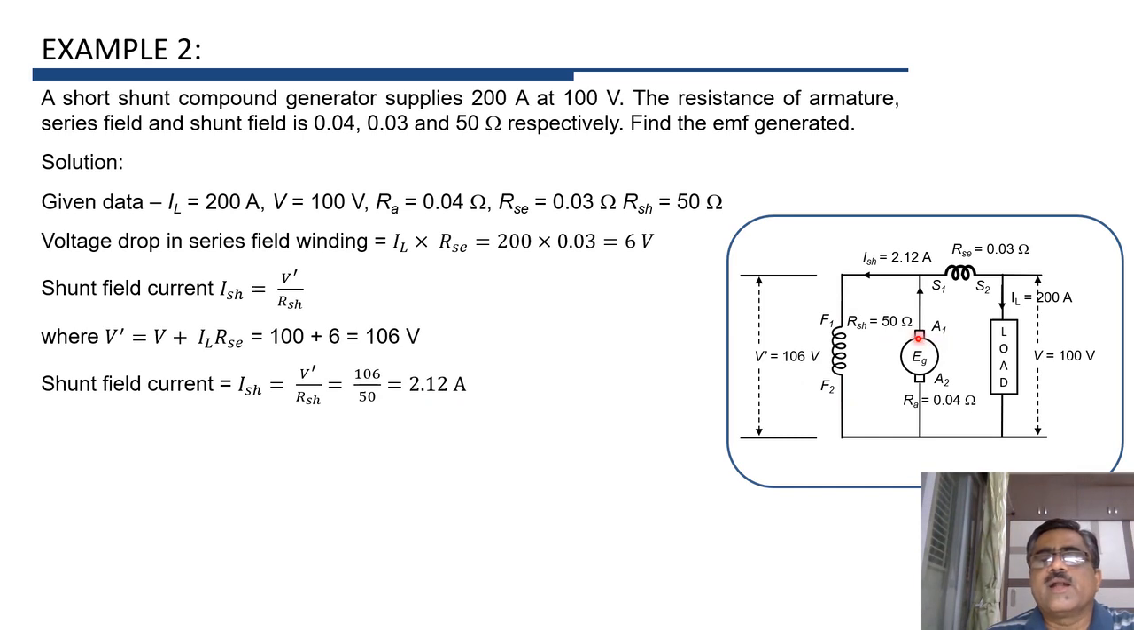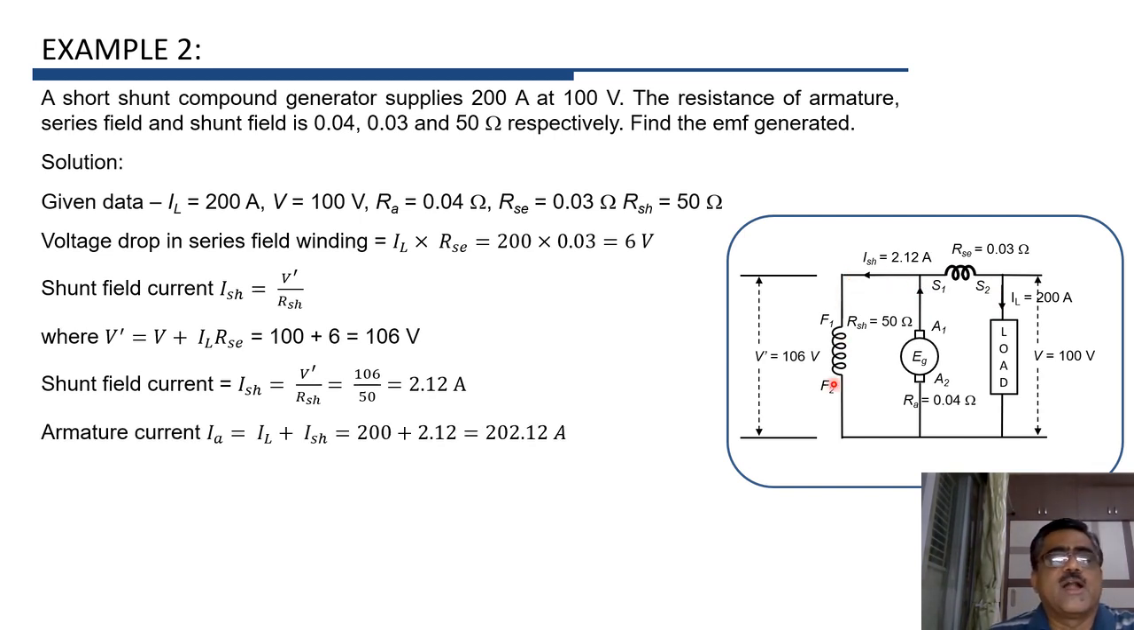Now current IA is the sum of load current IL and shunt field winding current ISH, and therefore armature current IA is equal to IL plus ISH, which is equal to 200 plus 2.12, which is 202.12 ampere. So current in armature IA is 202.12 ampere.